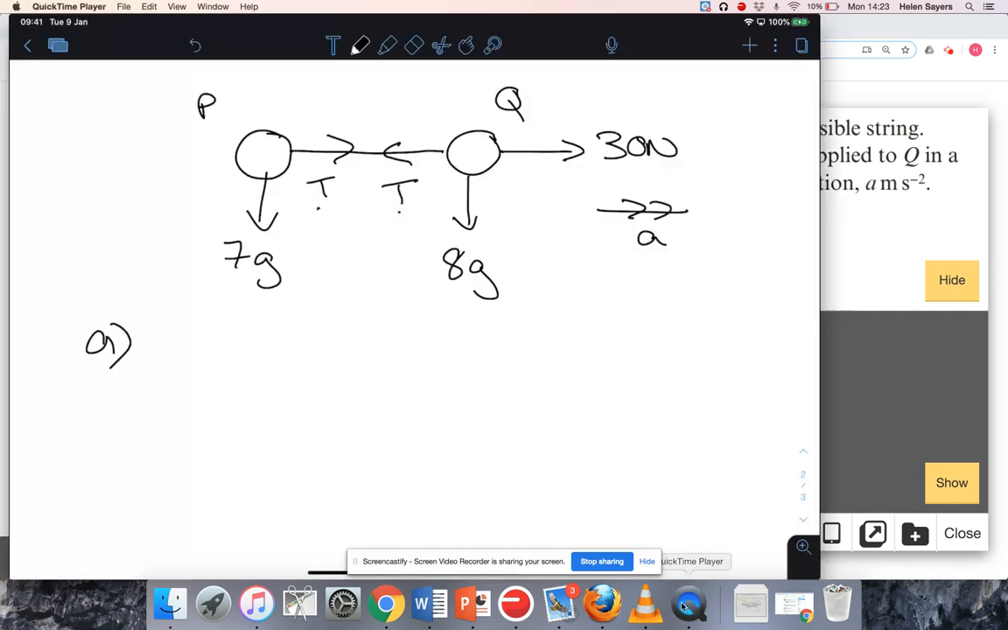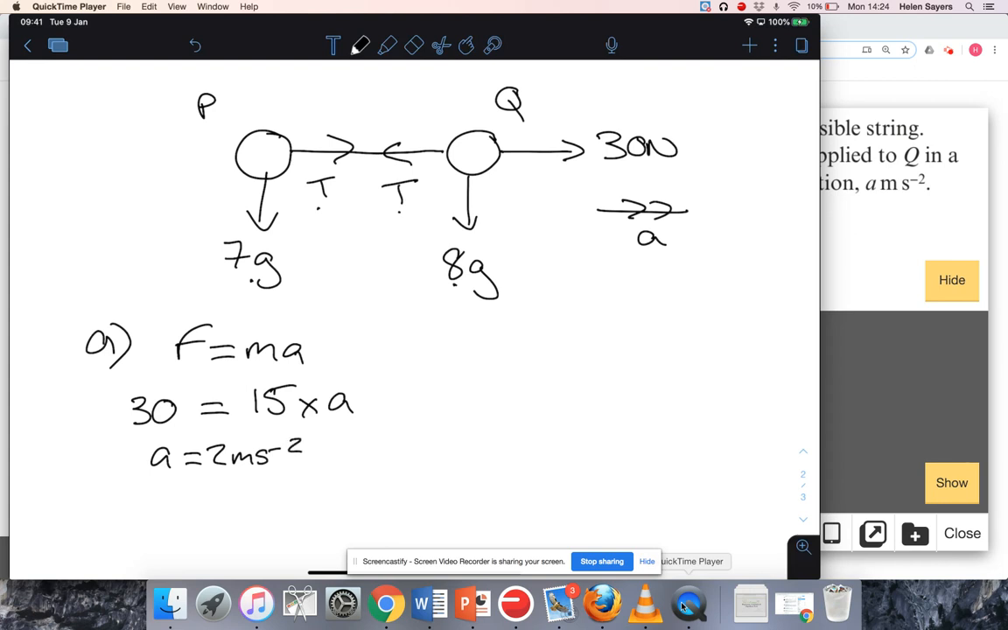So first thing they want me to do is find the acceleration, and then we're going to find the tension. So if I model the whole thing as a single body, combining P and Q together, if I use F equals ma, the resultant force to the right is 30 newtons. The total mass is 15 kilograms, so that's the mass of P and the mass of Q combined. And the acceleration is what I'm trying to find. So if I divide through by 15, I get acceleration is 2 meters a second squared.